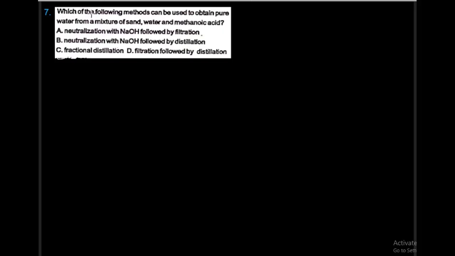Now, number 7 here says, which of the following methods can be used to obtain pure water from a mixture of sand, water, and methanoic acid? So we have sand, we have water, we have methanoic acid. All right, so how do we go about this?